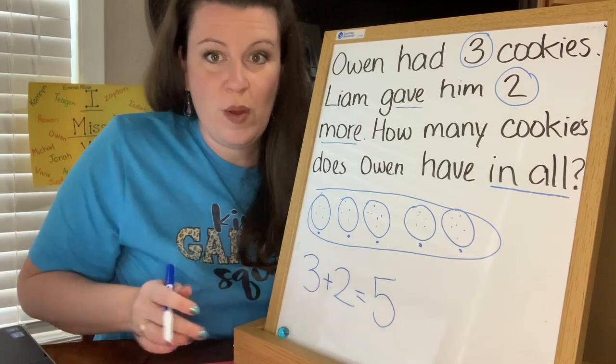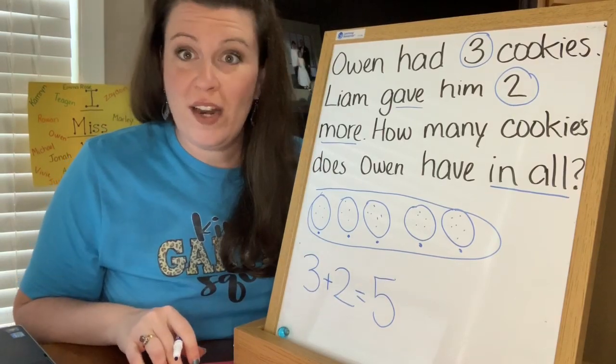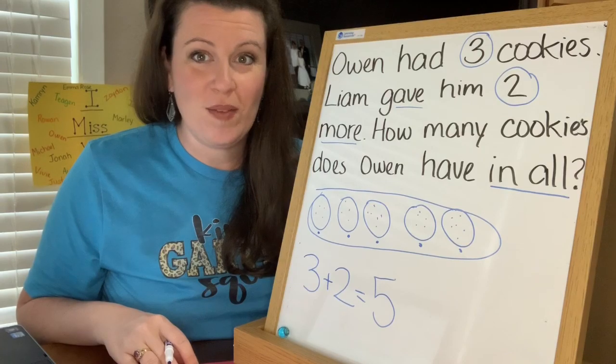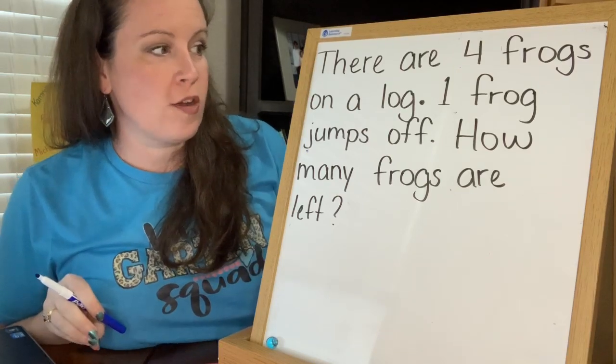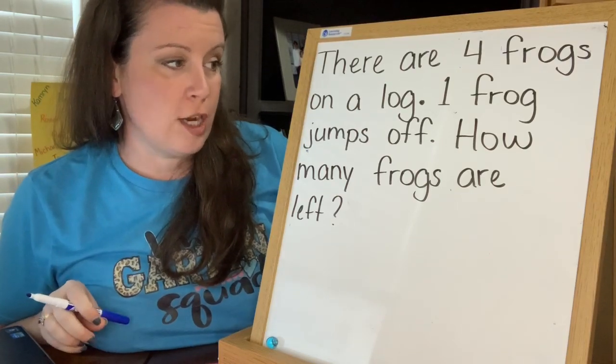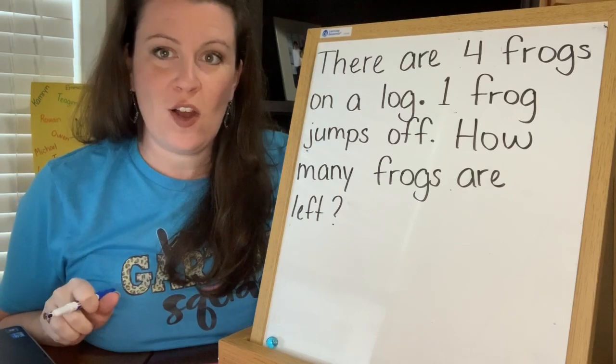3 plus 2 equals 5, and Owen has 5 cookies in all. All right, so here's another one. It says there are 4 frogs on a log. 1 frog jumps off. How many frogs are left?